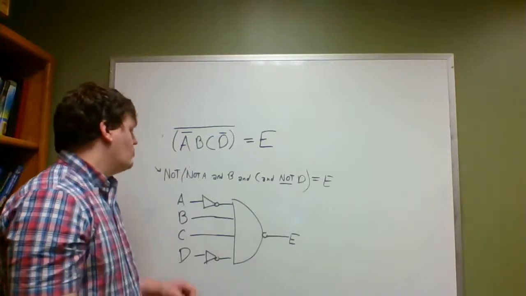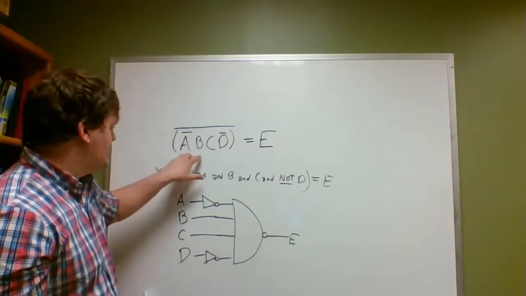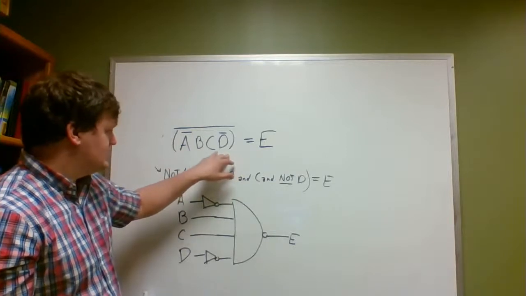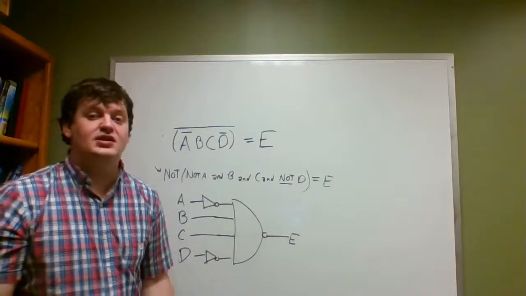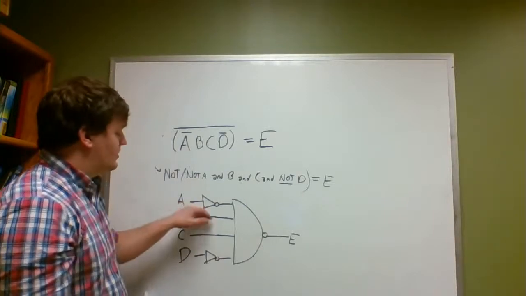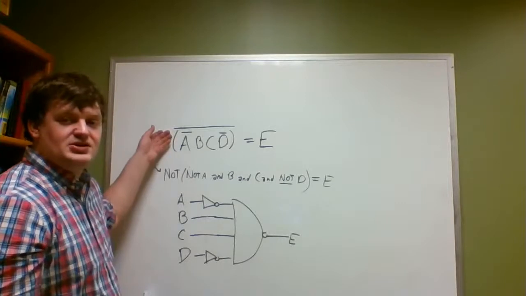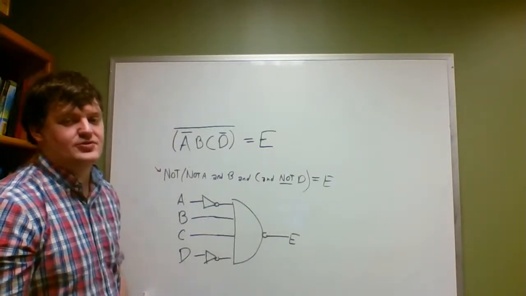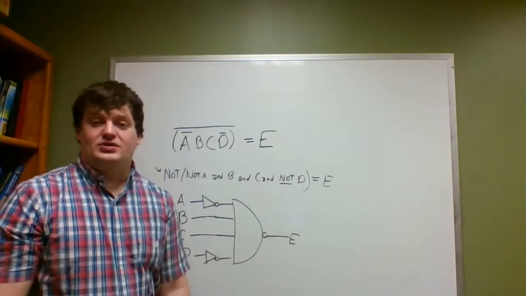Okay? And all we do is we look at this, we write out the words. This is not A and B and C and not D, not. And then from that we can see this is a NAND gate where we have two different nots inside of it. Okay? Or sometimes some people can just jump straight from this to here without writing out the words. I don't write out the words.